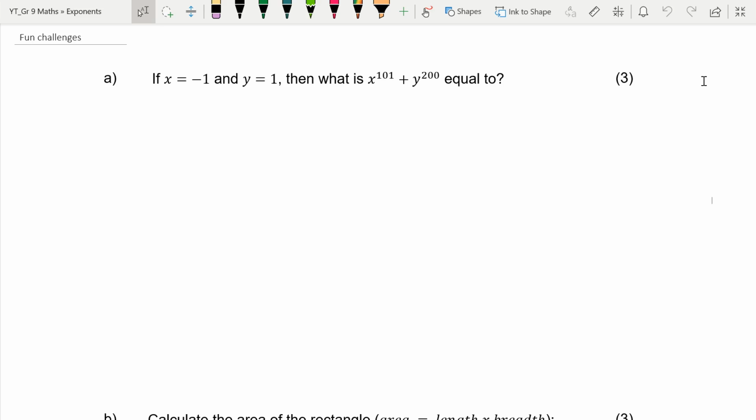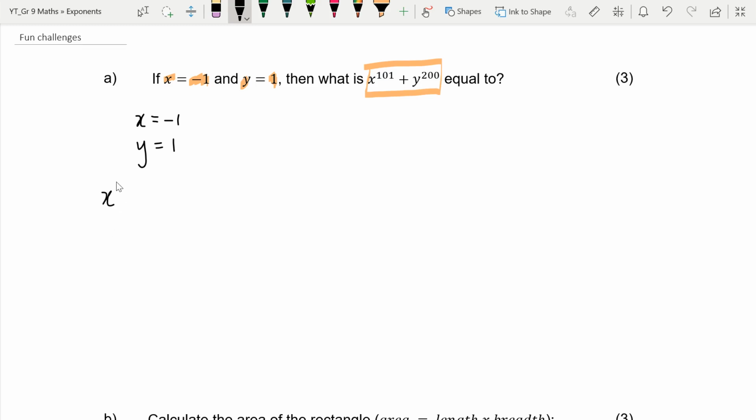Okay, let's jump in. If we look at the first one, it says that if x is equal to -1, so they're actually giving us a value. They're saying that x is -1 and y is equal to 1. So we can do some substitution over there. But why are they giving us this? Then what is this equal to? So they're giving us that x is -1, y is equal to 1, and they want us to figure out.